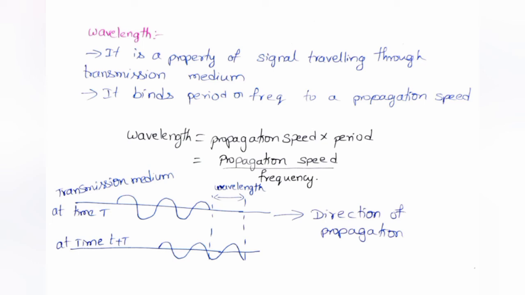And here the propagation speed of a signal completely depends on the transmission medium. Suppose a signal is traveling through a fiber optic cable, then it will travel very fast. Suppose the same signal is traveling in a vacuum, then it will travel at the speed of 3 into 10 to the power of 8 meters per second. Okay, and the propagation speed will be comparatively lower in the air compared to the vacuum, right? So the propagation speed will be lower in the air, and it will be even lower in the cables, and it will be very fast in the fiber optic cables.